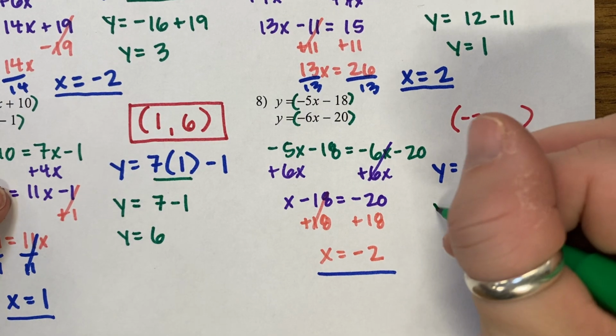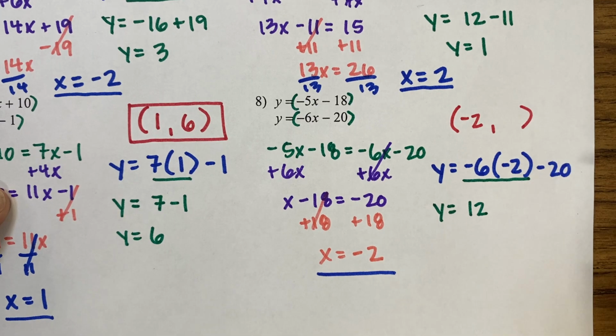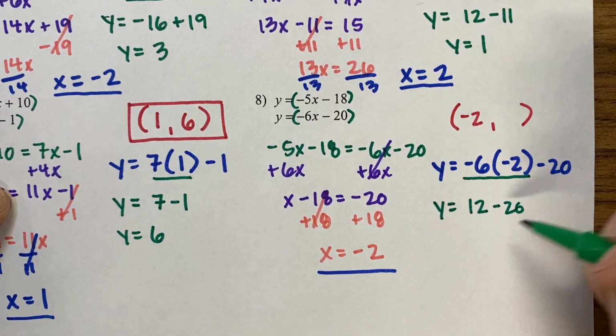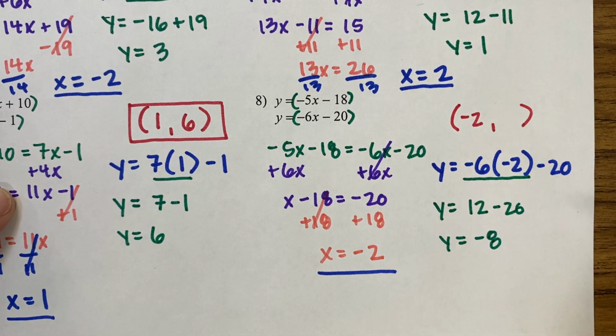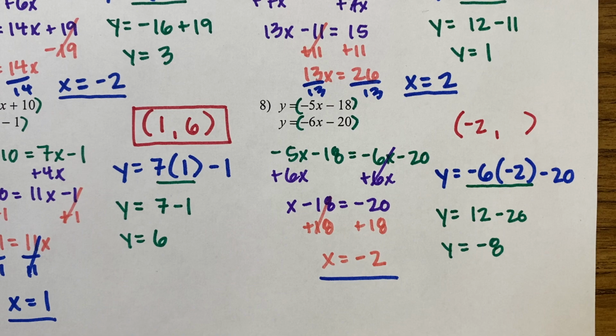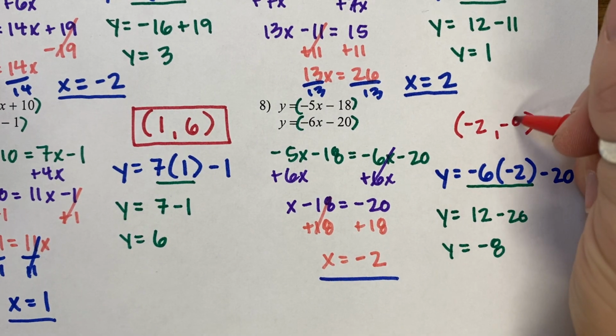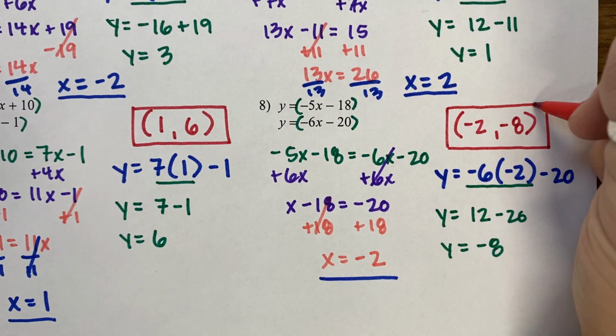Okay, then we simplify. Y equals negative 6 times negative 2 is positive 12. So then positive 12 minus 20 is going to give me negative 8. So we know that the y part of my coordinate point is negative 8. Negative 2, comma, negative 8.